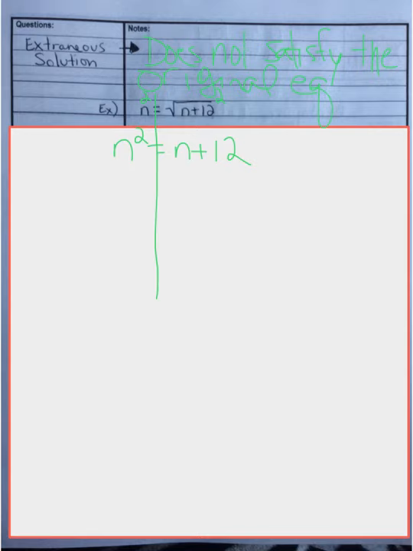So this is taking us back to chapter 9. And so in order to solve our quadratic, we want to get everything set equal to 0. So I'm going to subtract my n and subtract my 12 from both sides. I want to have a positive n squared. So we're going to have 0 on the right. And on the left, we have n squared minus n minus 12. And so you can see this is a quadratic equation.